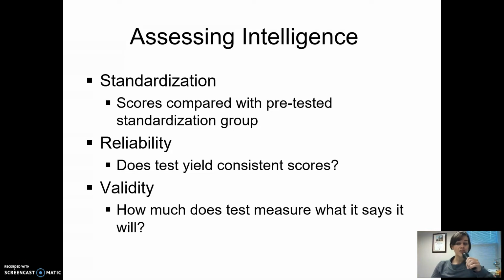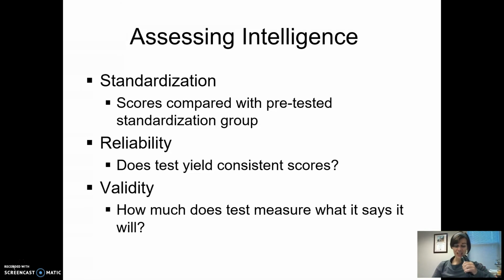Now, a couple of other things that a good test needs to have is both reliability and validity. So reliability is the idea that the test should give you approximately the same score every time you take it. Now, it may not be perfect, but you should be kind of falling within the same range over and over again. So if I take an IQ test and I get 125 IQ on one day, if I take it a month later, I should get around that same score.